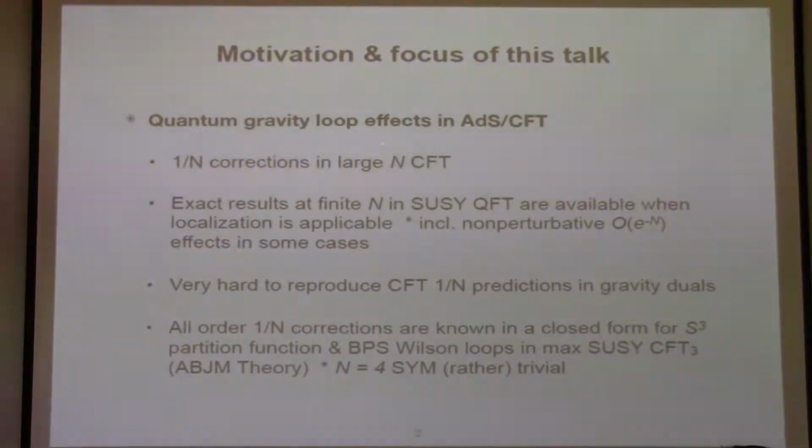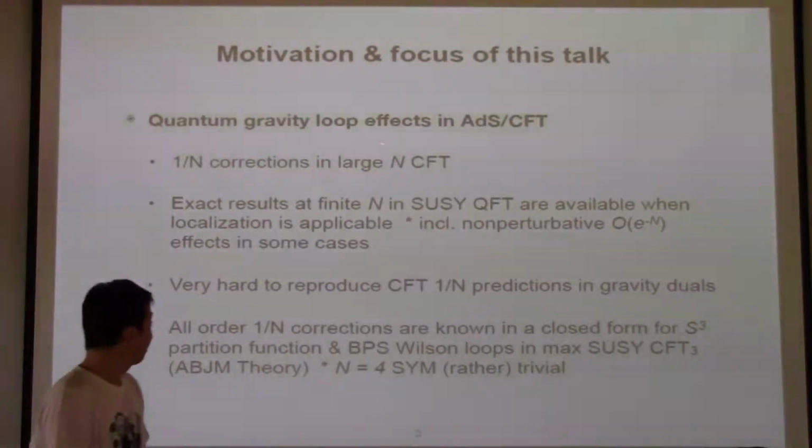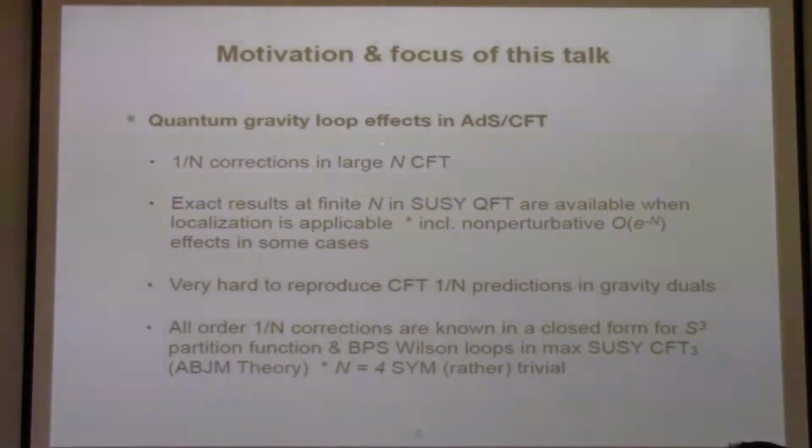And we can do this because we have, by now, many exact results at finite N in supersymmetric quantum field theories by localization. Alberto gave us a very nice talk on localization related topics, and in my case, it's a simpler case of the application of localization. So in fact, in some cases, not only 1 over N corrections, but also e to the minus N quantum gravity non-perturbative effects are known.